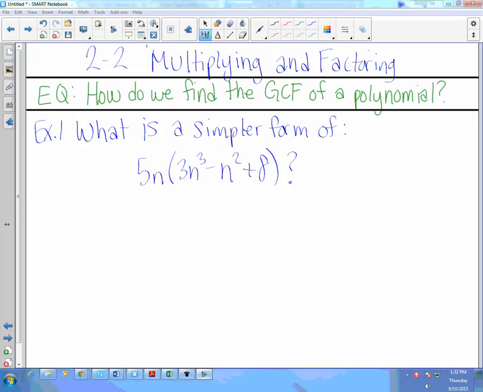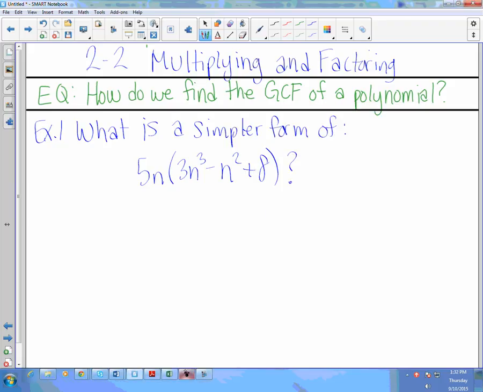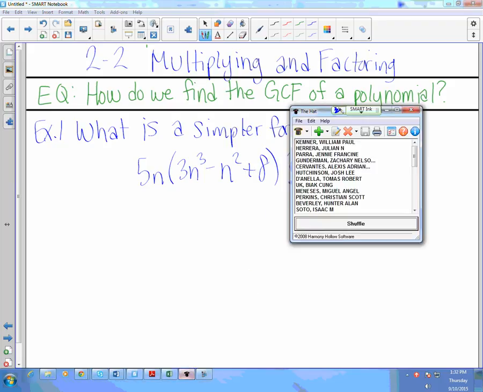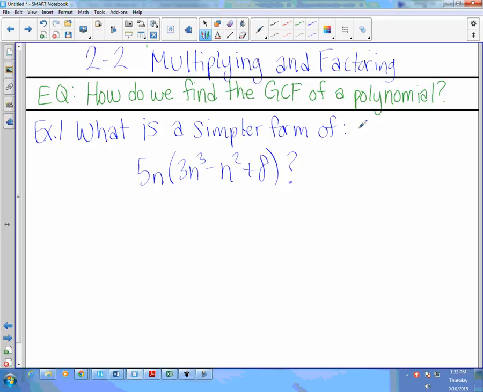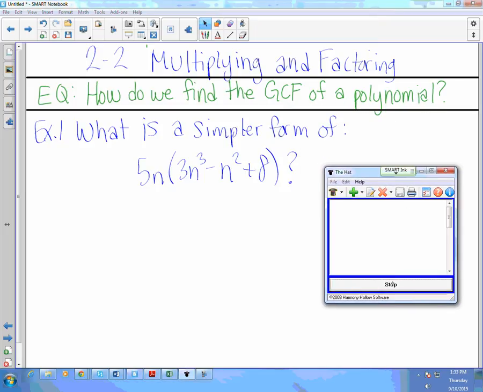Oops, not that one. Yeah, it is. Is that on the screen? Oh, no. There it is. Alright, lucky person to tell me how to do this.